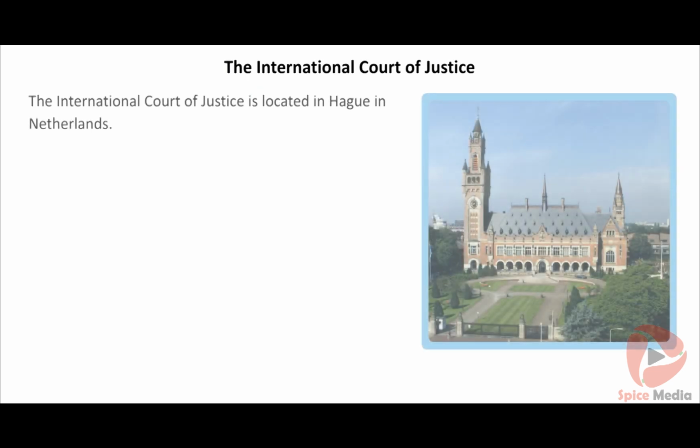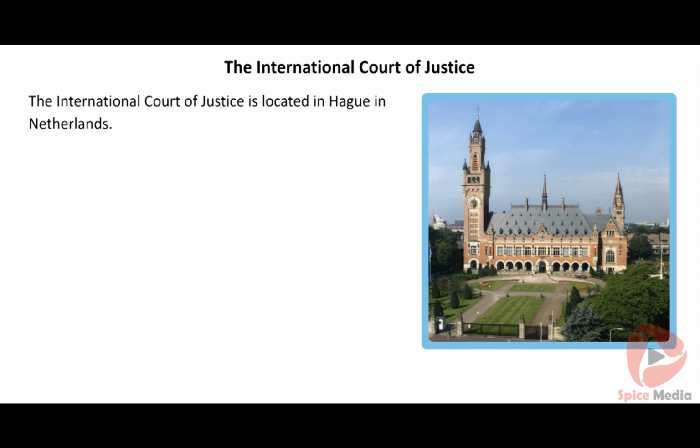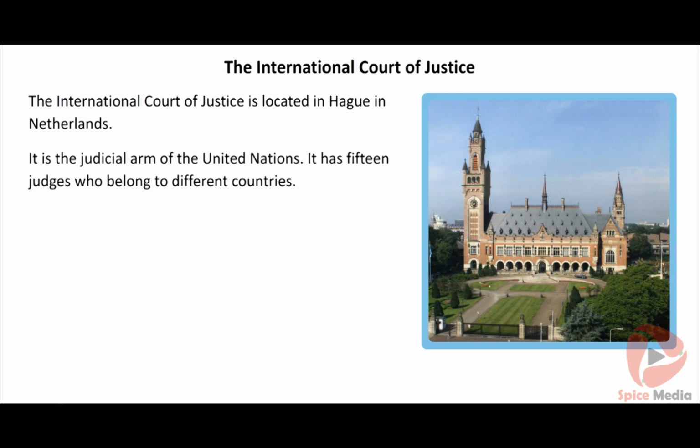The International Court of Justice. The International Court of Justice is located in Hague in Netherlands. It is a judicial arm of the United Nations. It has 15 judges who belong to different countries. The members are elected by the General Assembly and Security Council.